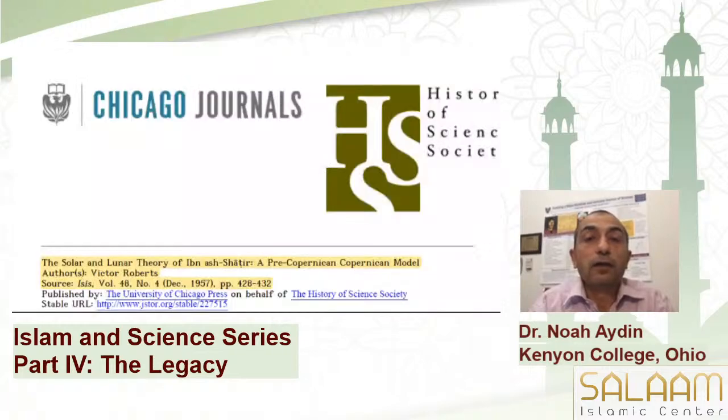Things started with modern researchers' discoveries about connections between Copernicus and earlier Islamic scholars. So here's a paper from 1957, so more than 60 years ago. Look at the title of this paper, The Solar and Lunar Theory of Ibn al-Shatir, a pre-Copernican Copernican model, written by Victor Roberts, who was a student of Edward Kennedy, a prominent historian of Islamic science.